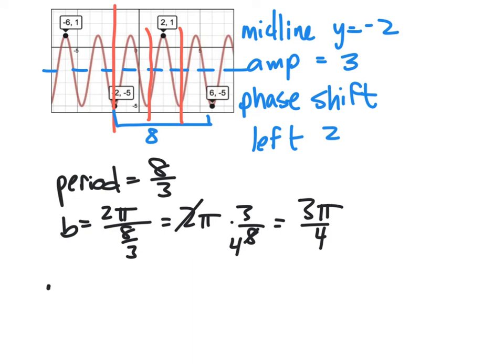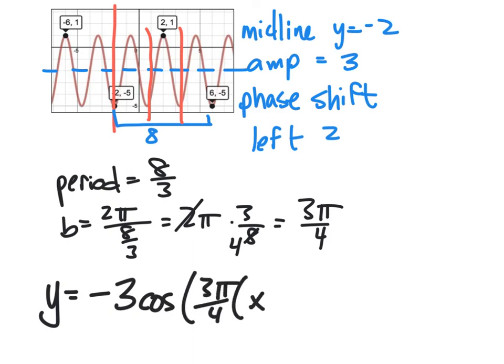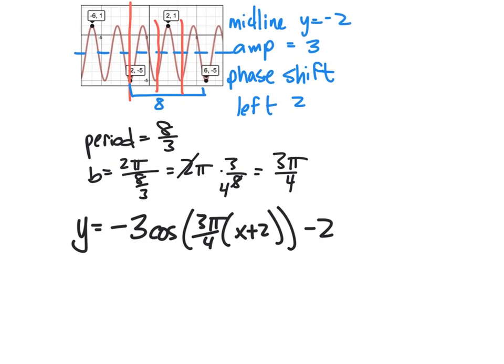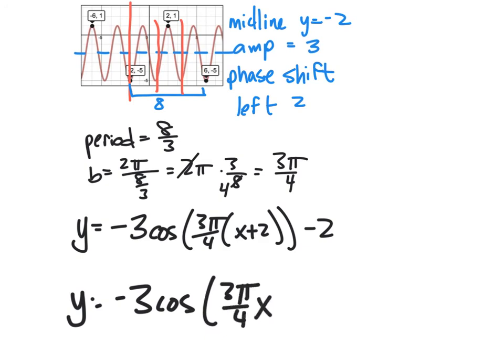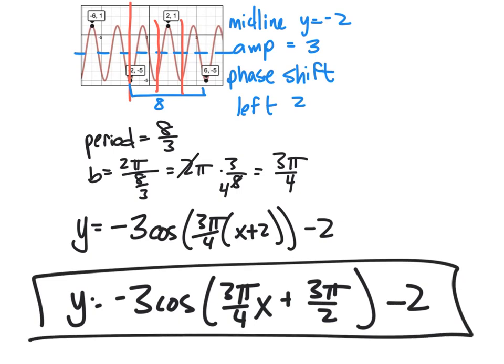Alright, so the equation of this line is y equals, don't forget that this was a negative cosine, so negative 3 cosine 3 pi over 4 x plus 2, all shifted down 2. And just to make that a little bit nicer, we say y equals negative 3 cosine 3 pi over 4x. Now multiply that by 2, and we get 3 pi over 2 minus 2. And that's how we write equations given graphs.